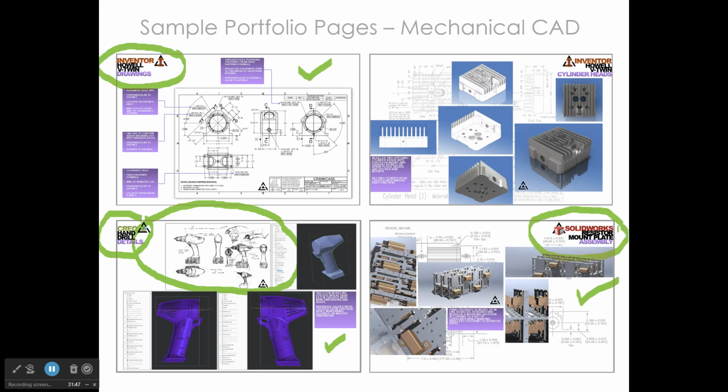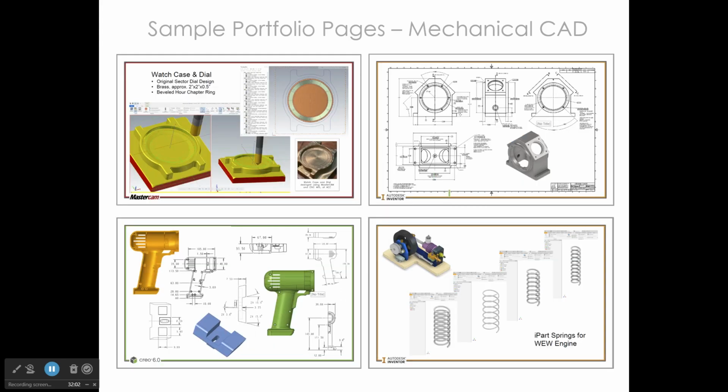So rather than having dividers in his portfolio, whenever he would change from one software to the next, he would note it in the corner of the sheet. So you can see that this was Inventor up here. Here are also some mechanical sheets. This one shows the project that this student made using Mastercam and our CNC machine.